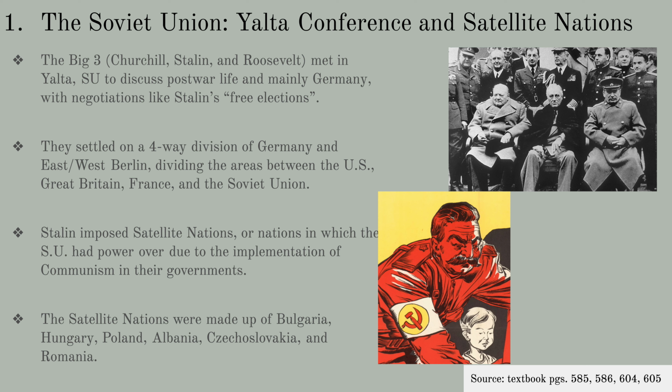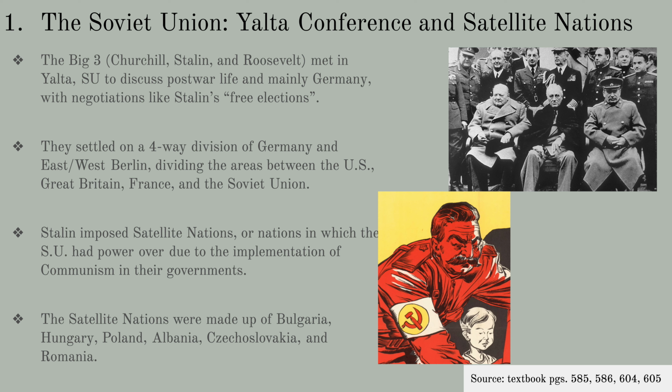So, number 1, the Soviet Union, the Yalta Conference, and satellite nations. The Big Three, which was Churchill, Stalin, and Roosevelt, met in Yalta, Soviet Union, to discuss post-war life and mainly Germany, with negotiations like Stalin's quote-unquote free elections. They settled on a four-way division of Germany and East and West Berlin, dividing the areas between the United States, Great Britain, France, and the Soviet Union.